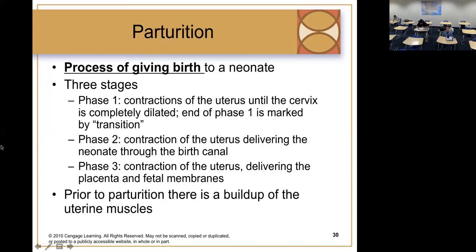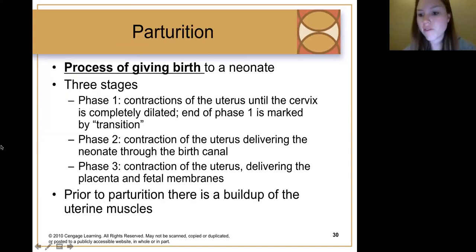Parturition is just a fancy word for giving birth. That happens in essentially 3 stages. Phase 1 would be contractions of the uterus until the cervix is completely dilated, and the end of phase 1 would be marked by that transition. Phase 2 is the contraction of the uterus to deliver the neonate through the birth canal. And then phase 3, once the neonate, or the baby animal, has been born, you have contraction of the uterus delivering the placenta and fetal membranes.